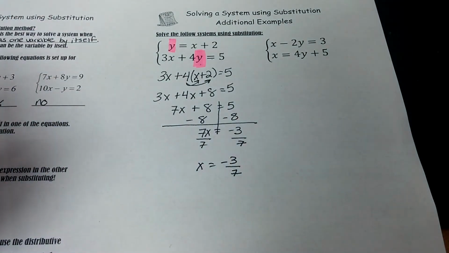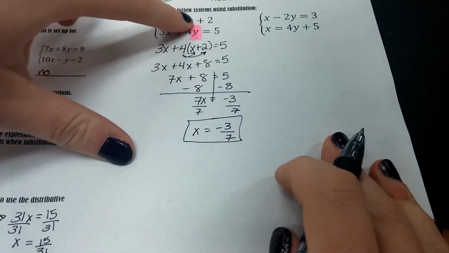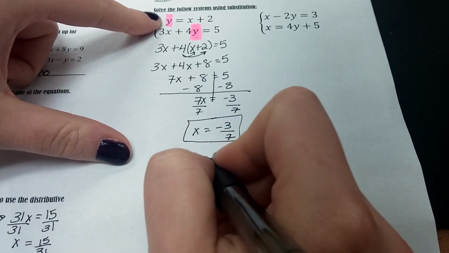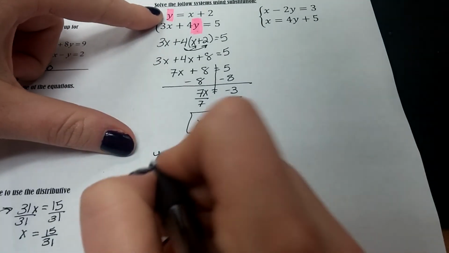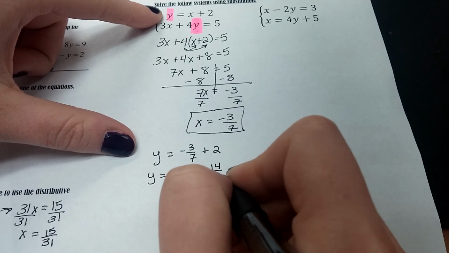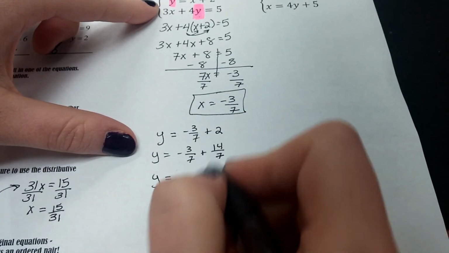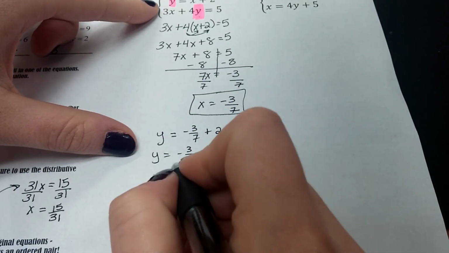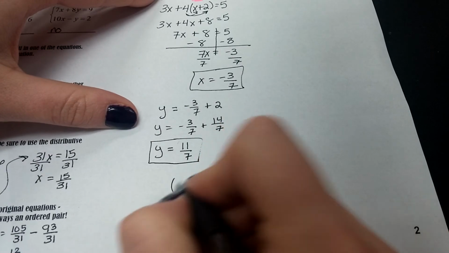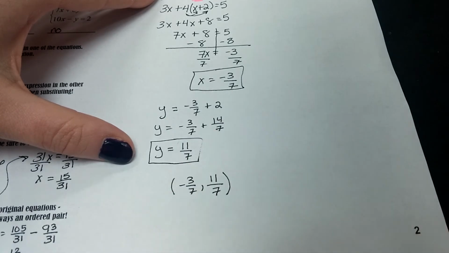So now I know what x is. I need to go back and find y. So I'm going to take my x value and plug it back into this equation right here. It's the easier one to use. y is equal to negative 3/7 plus 2. Need a common denominator to add, so y is equal to negative 3/7 plus 14/7. If I add those two fractions together, I end up with y equal to negative 3 plus 14 is 11 over 7. So I have my x value and my y value, meaning that my final ordered pair would be negative 3/7, 11/7 as my final answer.